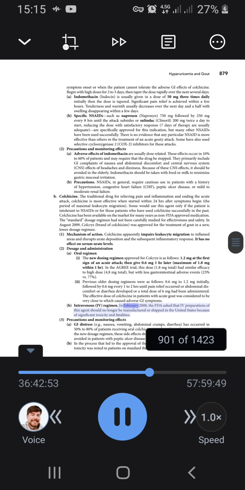B. Intravenous (IV) regimen. In February 2008, the FDA asked that IV preparations of this agent should no longer be manufactured or shipped in the United States because of significant toxicity and fatalities.